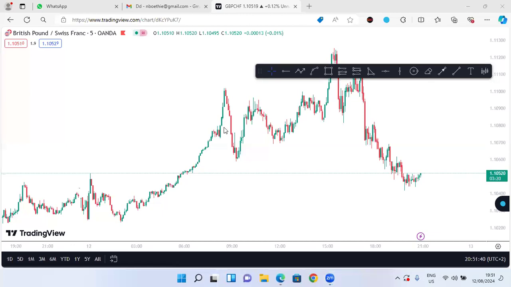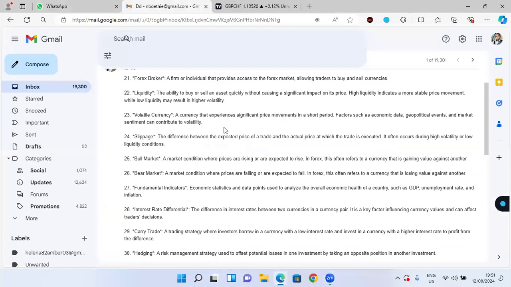Okay, let's take a step back. I was saying slippage is the difference between the expected price of a trade, the price that you are expecting to buy and sell at, and the price at which the trade is actually executed. It often occurs during high volatility or low liquidity conditions.